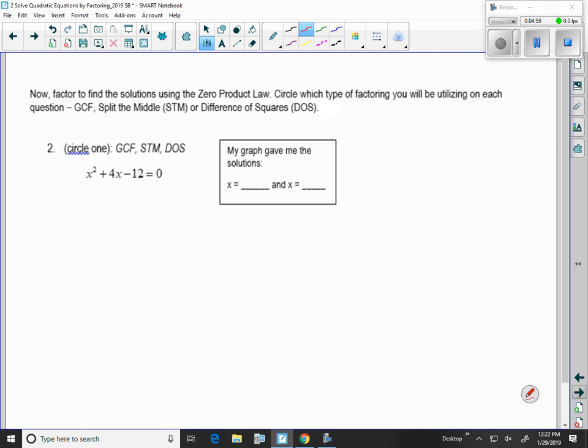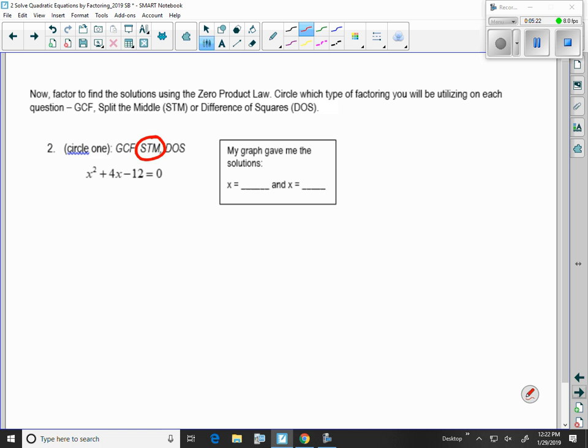So here's what we're going to do. We are going to apply our factoring, and then we're going to apply that zero product property. So take a look at number 2. We have 3 terms. What kind of factoring do we have to do with 3 terms? Split the middle. So go ahead and circle STM because we're going to use split the middle here.